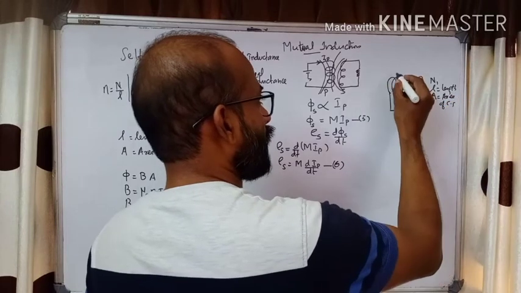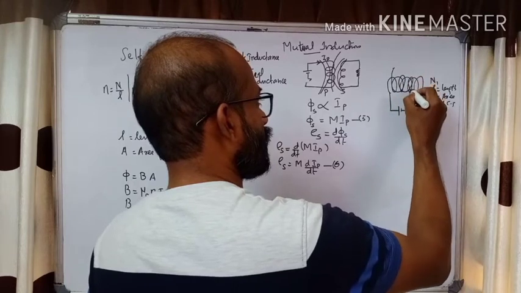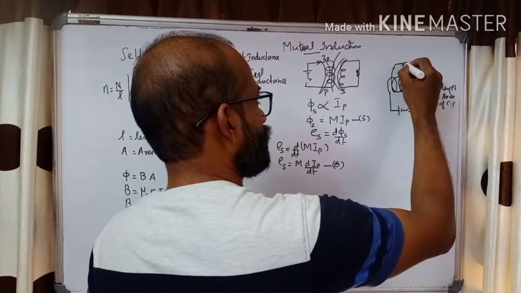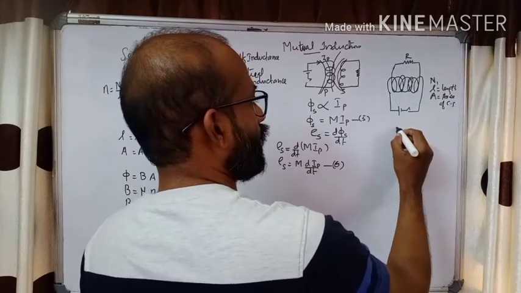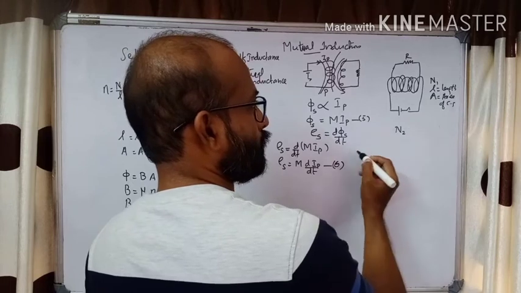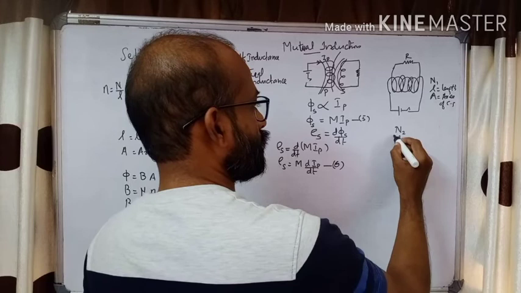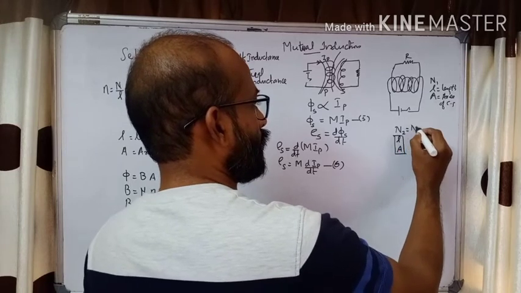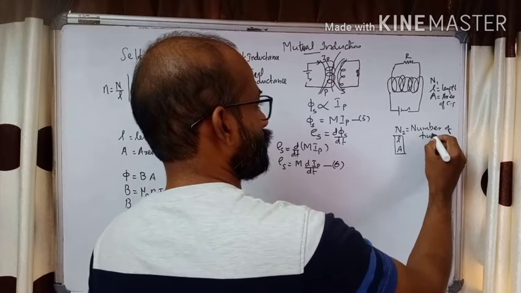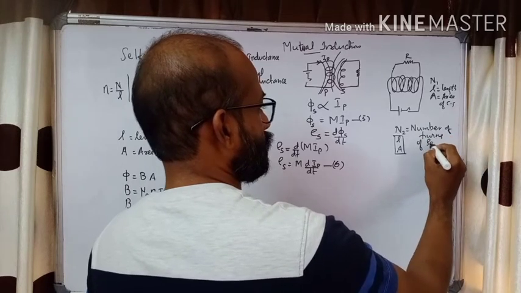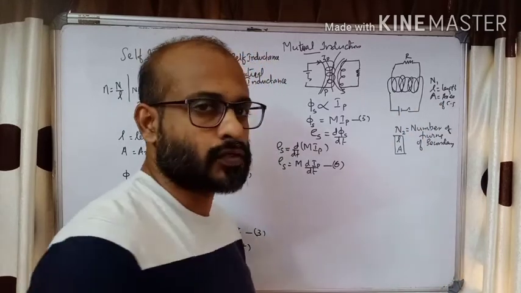Over the primary, I wind another coil. This is the secondary, connected to a load resistor. Let N2 be the number of turns of secondary. Common length L and common area of cross section A are the common terms. N2 is the number of turns of secondary, and N1 is the number of turns of primary.